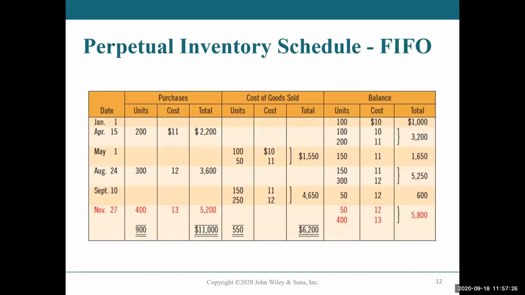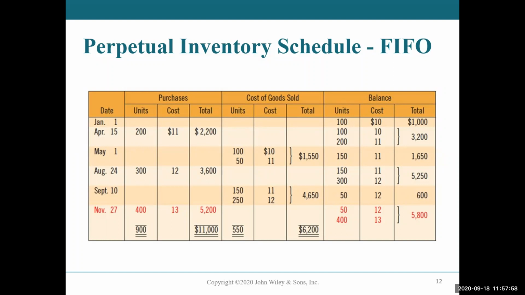This is what a perpetual inventory schedule looks like. When we are following the perpetual system, we have to come up with 3 broad categories or sections to track our purchases, track our cost of goods sold, and the balances. Balance basically is your ending inventory. Under each of these columns, we would have 3 sub-columns for units, cost, and total. The number of units we have multiplied by cost per unit gives you the total amount.